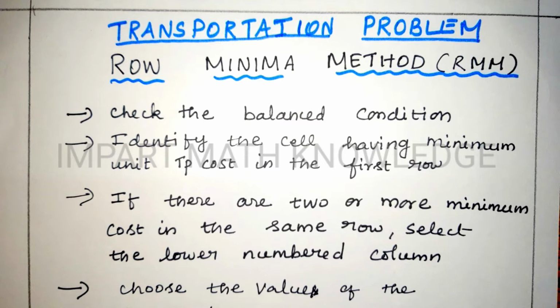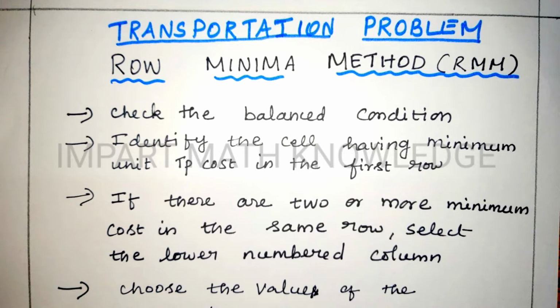In this video, I am going to explain the row minima method. First step, we have to check the balance condition. Second step, we have to identify the minimum element in the first row. In that cell, we are going to allocate our value. For allocating the value, we have to select the minimum value from the supply or demand. After selecting the value, you have to allocate the value in the first row.